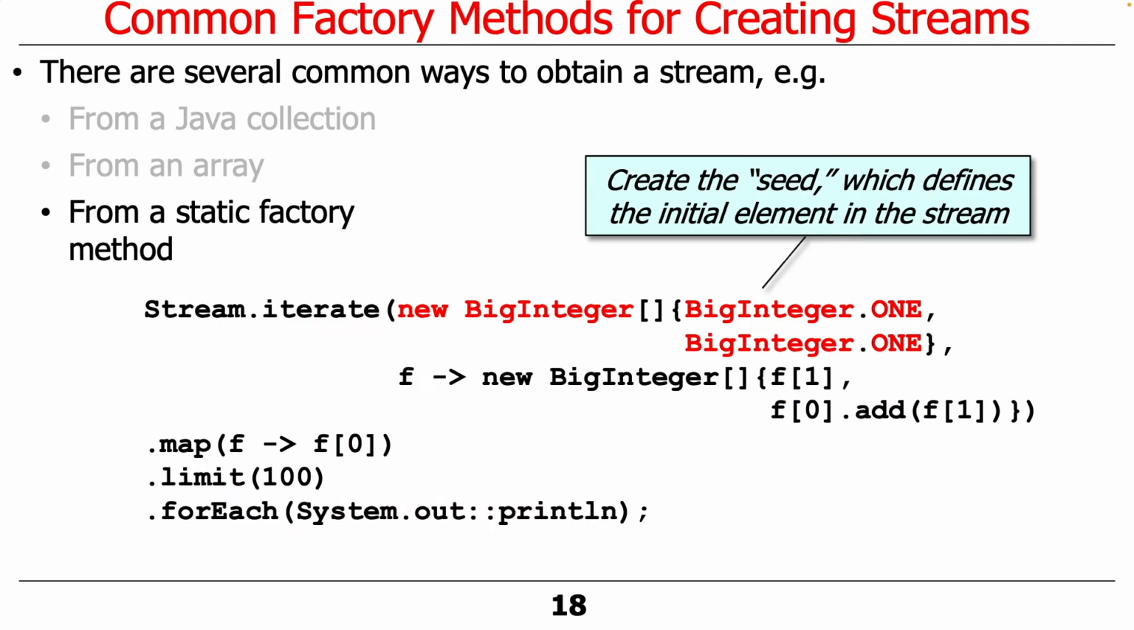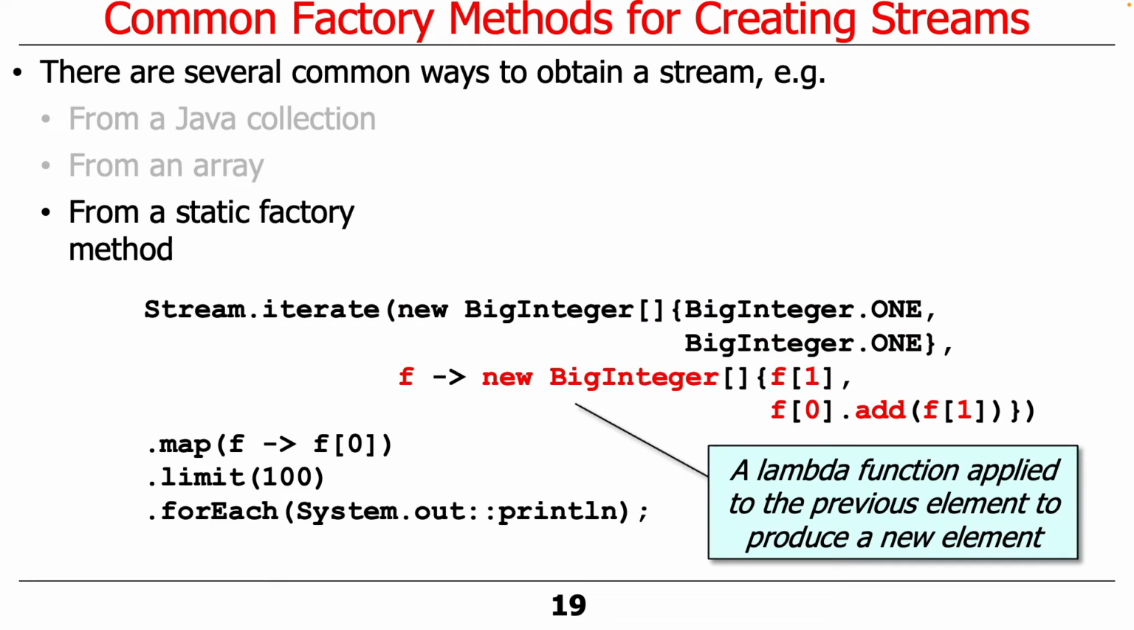So the first parameter that we pass to iterate is the seed, which defines the initial element that seeds the stream. In this case, we're going to create an array of big integers that has two elements, and they both initially have the value 1. So item 0 has 1. Item 1 has 1 in that two-element big integer array.